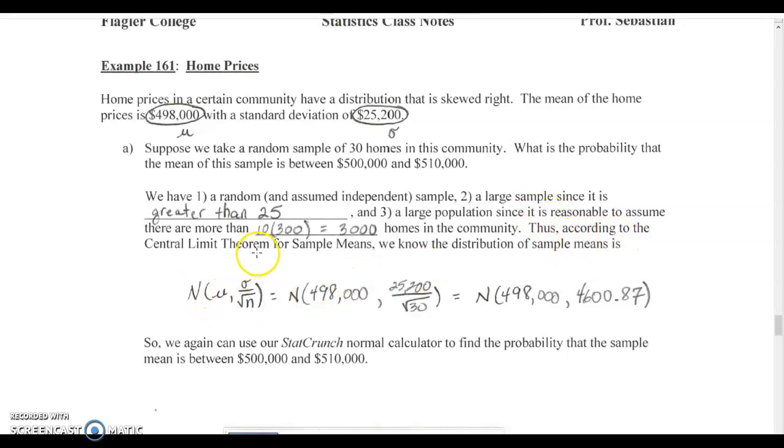Thus, according to the central limit theorem for sample means, we know the distribution of sample means is approximately normal, with a mean of mu, and a standard deviation of the standard error, which is the population standard deviation sigma divided by the square root of n, the sample size. So the mean was 498,000, and the standard error is going to be 25,200 divided by the square root of 30, which is 4,600.87.